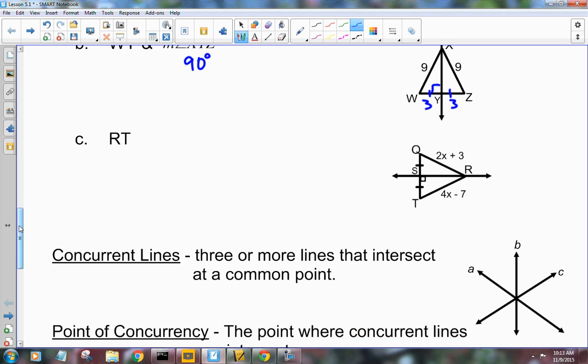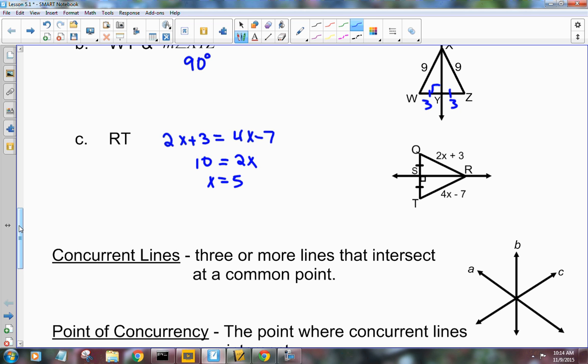Let's look at this next one, RT. RT, does that segment have a relationship to anything? To what? To QR, or RQ, okay, they're equal, right? Okay, and so I need to find X, and then once I find X, I can go back and find RT. R lies on the perpendicular bisector, so those two segments are equal to each other. So I'm going to set 2x plus 3 equal to 4x minus 7 to solve. Subtract 2x from both sides, add 7 to both sides, and so x ends up being 5.